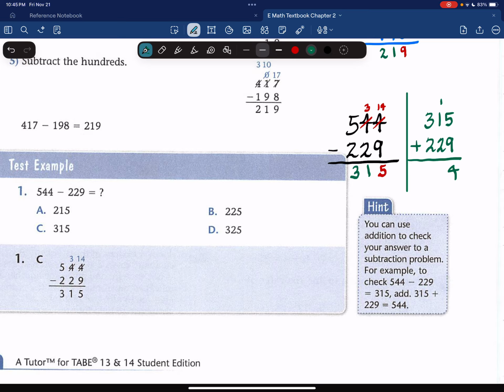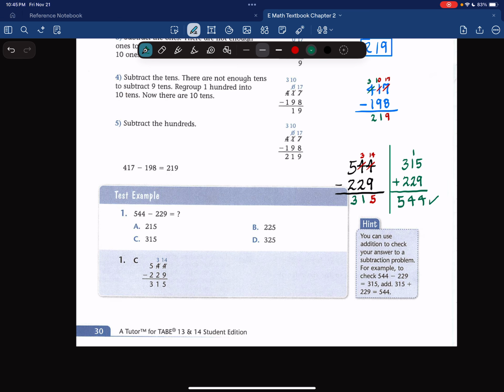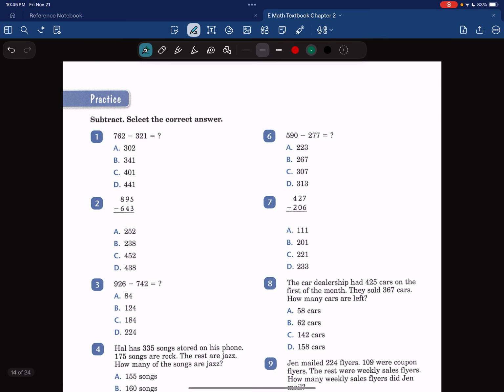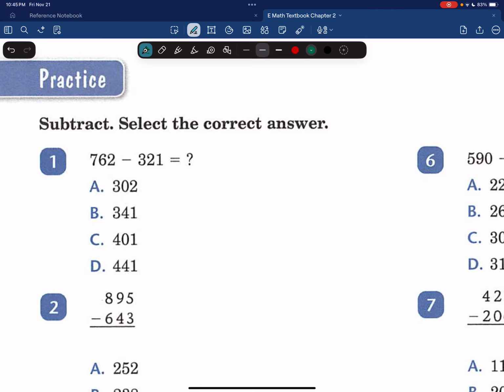So 4, carry 1, 4, and then 5. And that does check out. You can do that because addition and subtraction are opposites or inverses. All right, page 31. I'm going to use the algorithm to get the answer, and then I'm going to check the answer using addition.